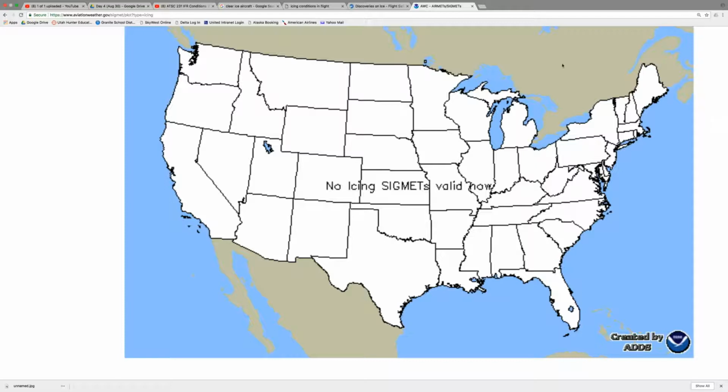At SkyWest, I know if there's a severe icing SIGMET in Canada, then we don't fly in there at all. Even though it's just forecast, we will not fly into a severe forecast icing condition in Canada.